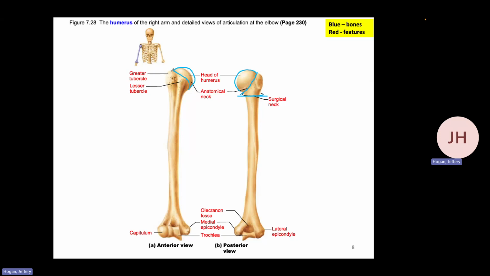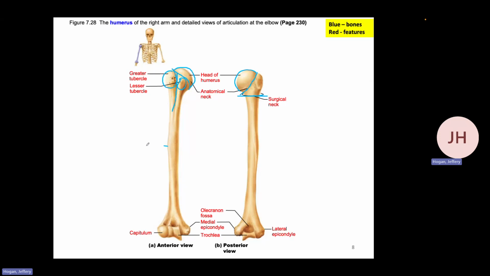Now from the front, the greater tubercle. Remember, a tubercle and tuberosity are large rough bumps. Typically they are attachment sites for tendons and ligaments. And then we have the lesser tubercle here. The long head of the biceps tendon travels through that intertubercular groove right there.